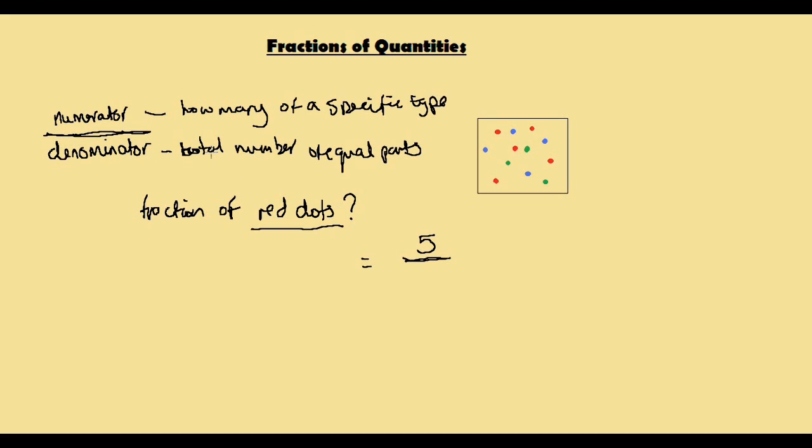And the denominator says it's the total number of equal parts, but all of these dots are equal, so we've got to count all of these dots now. So there's 1, 2, 3, 4, 5, 6, 7, 8, 9, 10, 11, 12. So there are 12 dots in total, but of those 12, 5 are red. Okay, so we'll say that the fraction of red dots is 5 out of a total 12. So that should help you understand what a fraction actually is.